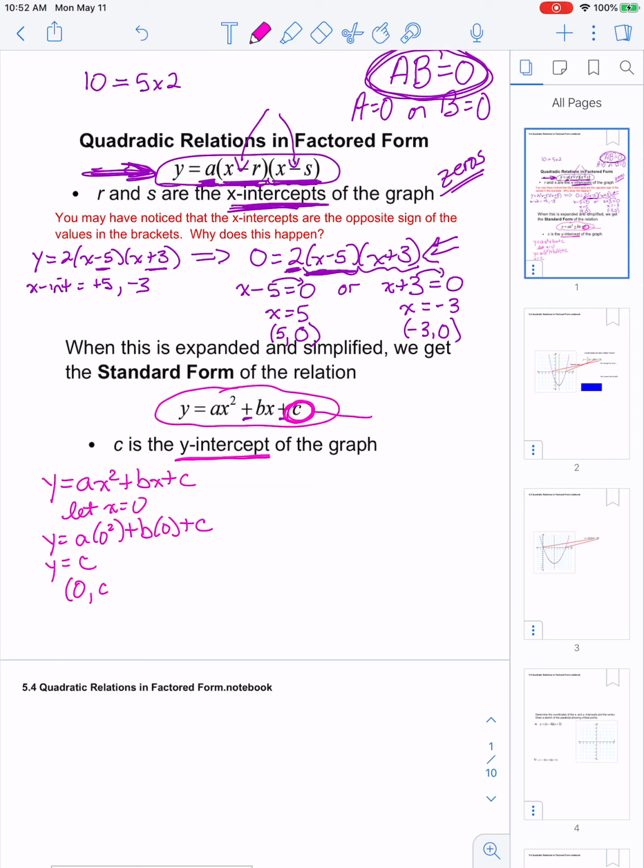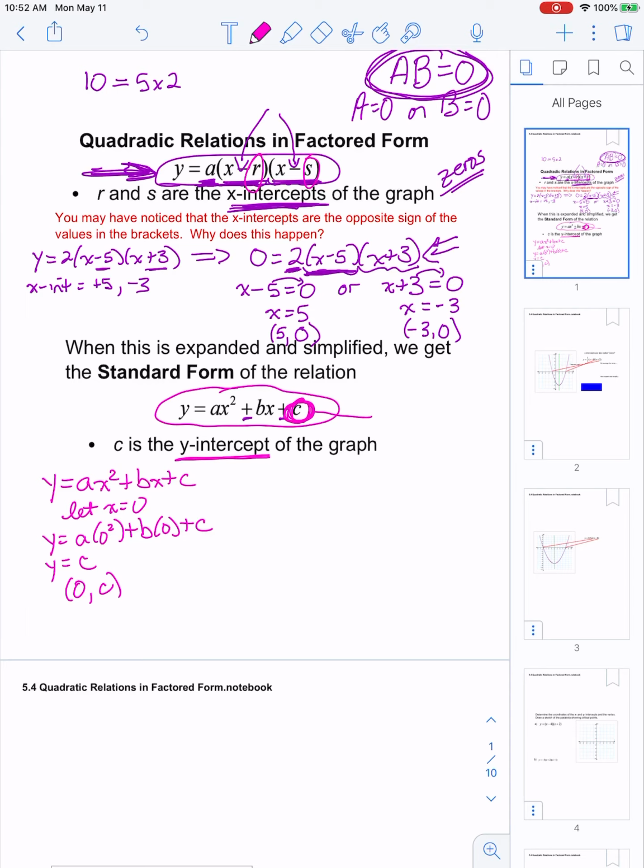So that corresponds to the point (0, c) on the graph, which is the y-intercept. So there's a reason why we have different letters to represent different things. This c here is not the same as s or r. I mean, sometimes it can be, well, actually only if it's 0. But they're not the same. So we use different parameters.